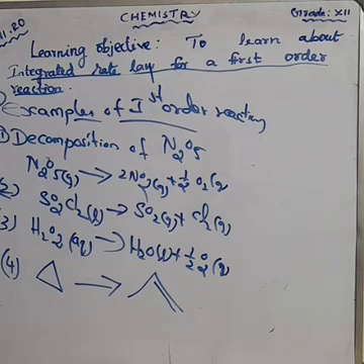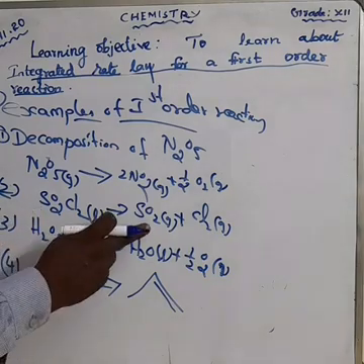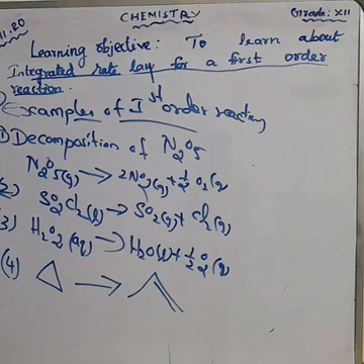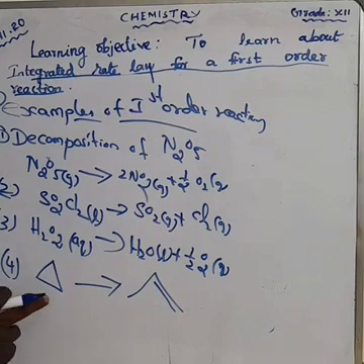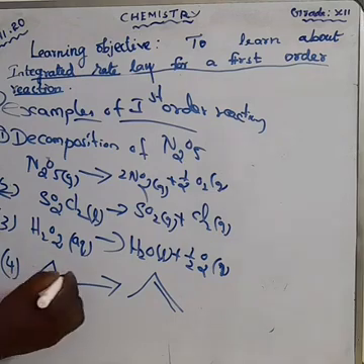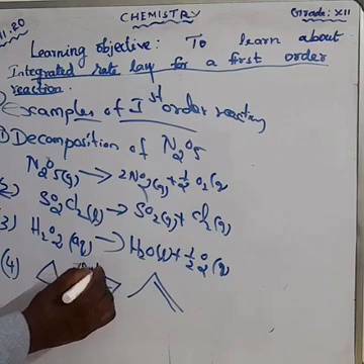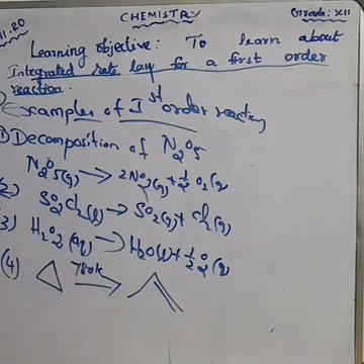About sulfuryl chloride, don't forget that the decomposition of sulfuryl chloride, SO2Cl2, a liquid, is converted to sulfur dioxide gas and chlorine gas. Next is hydrogen peroxide, converted to water and oxygen gas. Cyclopropane is converted to propene. And I told you about the temperature we are applying, don't forget that, 780 Kelvin.